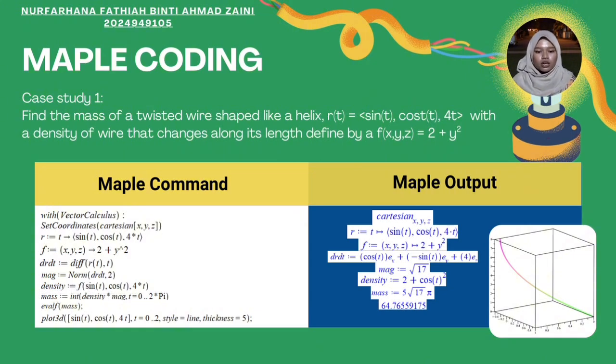Using Maple, we calculate the magnitude of dr over dt, substitute it into the mass integral with the density and evaluate from t equal to 0 to 2 pi. After computation, we get the total mass of the wire is 64.77 units. The 3D plot shows the helical wire in space, giving a clear visual of the shape we are integrating along. That's all from me. Thank you.